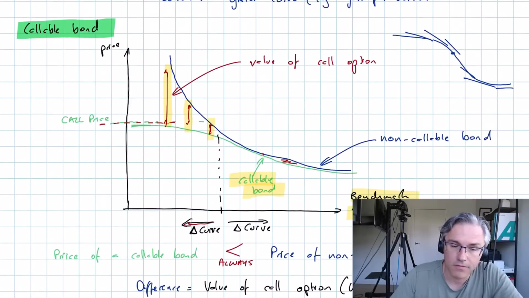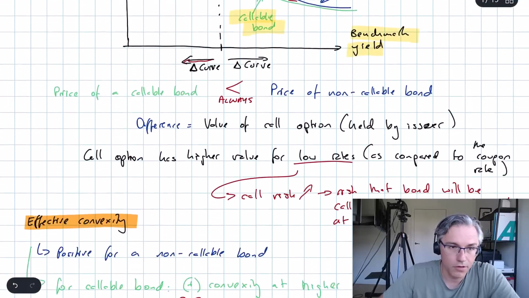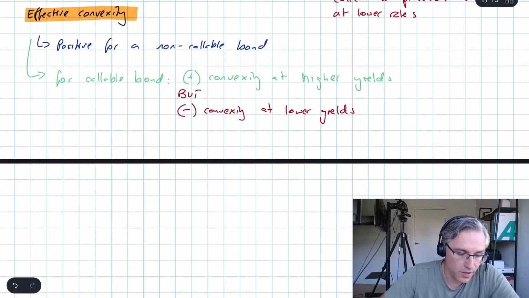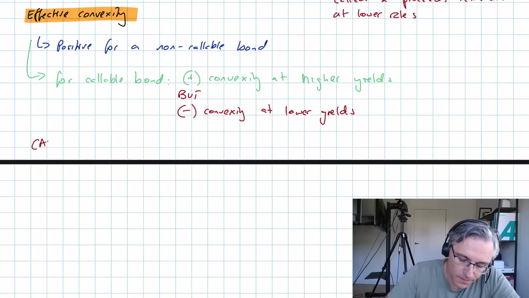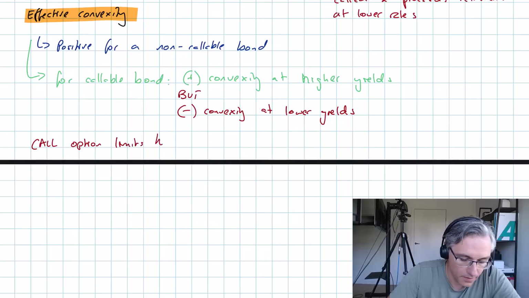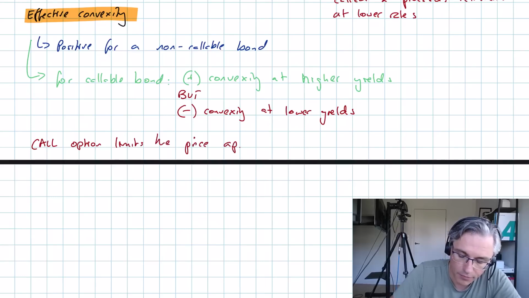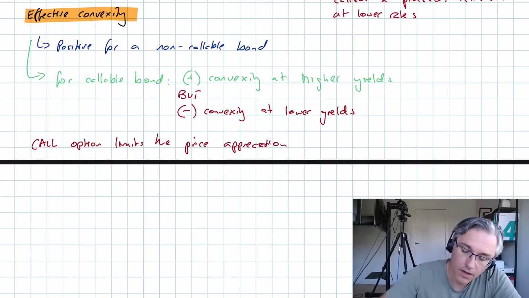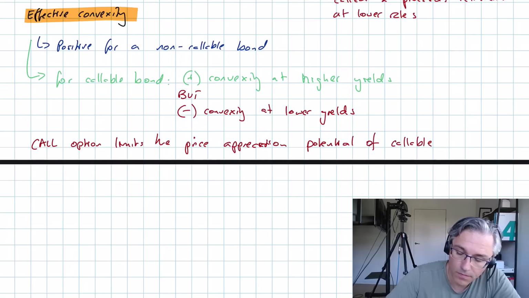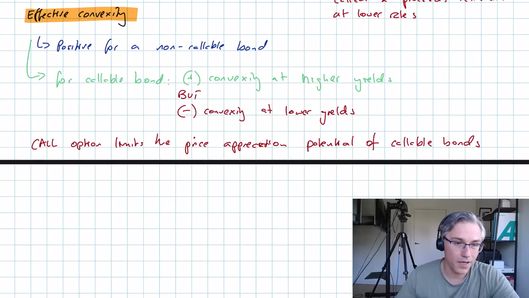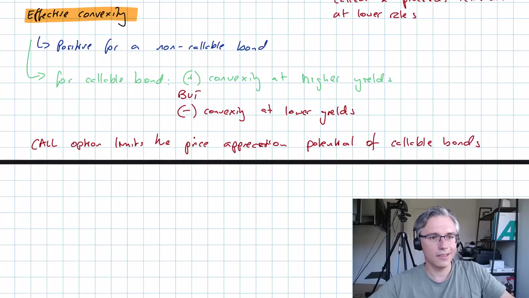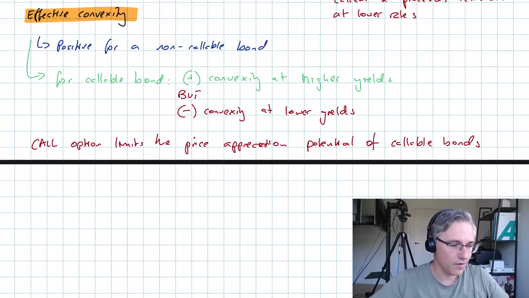And please appreciate a point that I think I've already mentioned, but let me stress it again. The call price provides an effective limit, a ceiling, a cap on price appreciation. So the call option, which is contained in a callable bond, limits the price appreciation potential of callable bonds. Effectively, nobody will pay for such a bond an amount that exceeds how much the issuer of the bond may call it for in a matter of maybe a year, 2 years, etc.